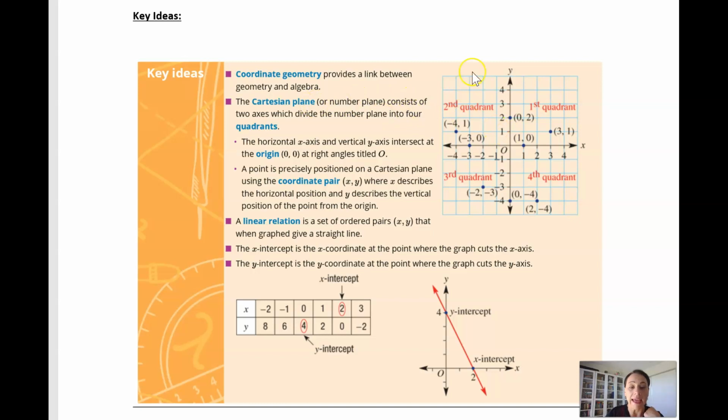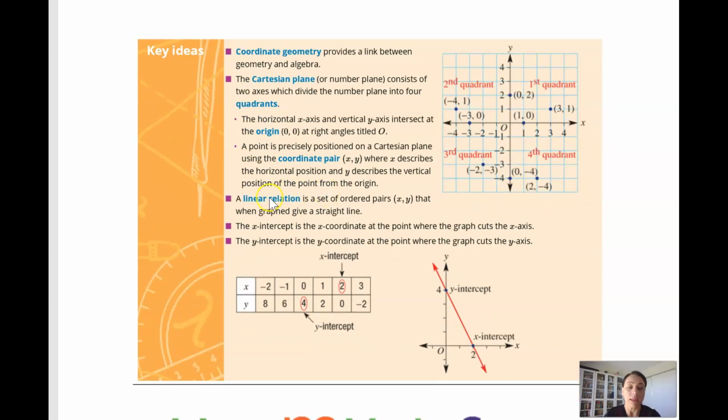The Cartesian plane, or the number plane, is this set of axes here. We're talking about a graph when we talk about a Cartesian plane, and it's divided into 4 quadrants. 1, 2, 3, 4. So our first quadrant contains only positive numbers in both the x and the y direction. Our second quadrant contains all the negative x values, but all the positive y's. Our third quadrant contains all the negative values, and the fourth quadrant contains only positive x values and negative y values.